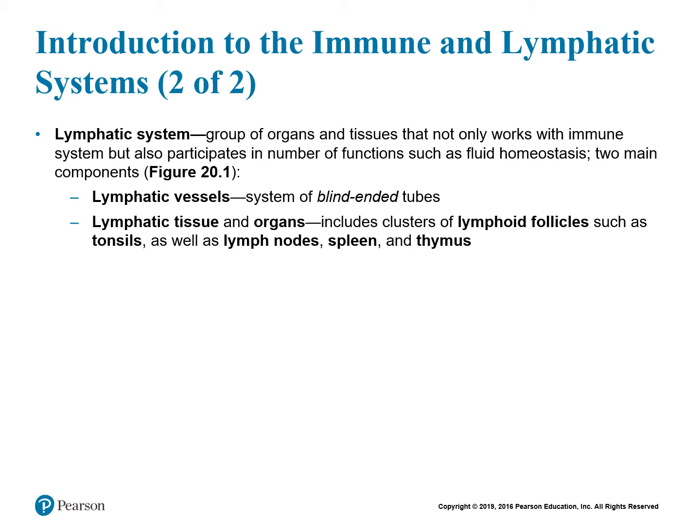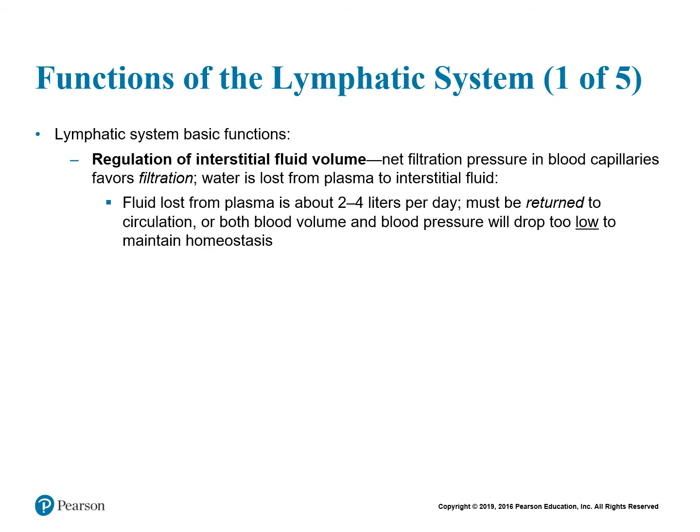So this lymphatic system is made of the vessels, which are basically blind-ended tubes, and some of these tubes are going to go into your circulatory system to help maintain fluid balance. You also have a couple of different tissues and organs, which are follicles, things like the tonsils, nodes, the spleen, and the thymus as well. Again, this one is really important for the maturation of some of those white blood cells, and that's T cells to be more specific.